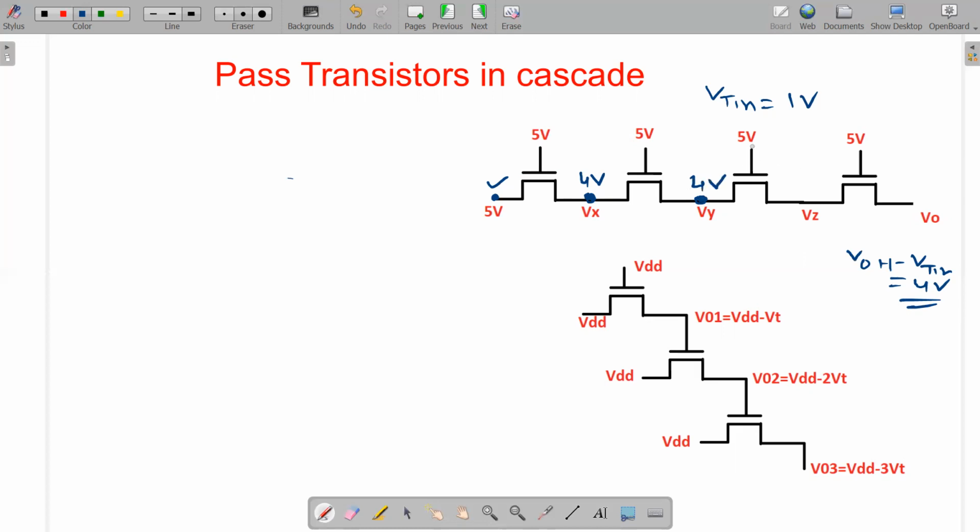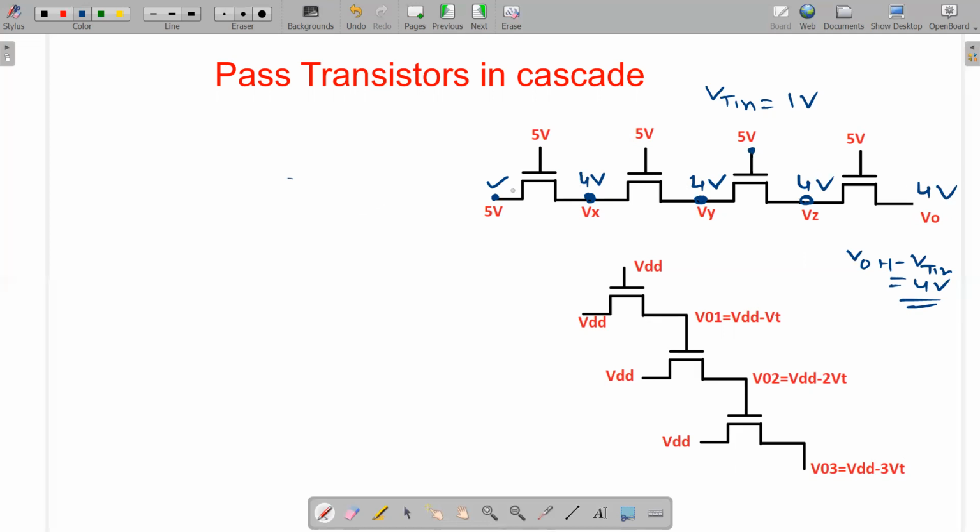Now here in the same case, the input is 5 volt. So the threshold voltage is 1 volt. So it can pass a maximum of how much? 5 minus VT, the threshold voltage, that is 1 volt. So 5 minus 1, 4 volt. So here also the output you will get is 4 volt. The same case, the output voltage you will get is 4 volt.